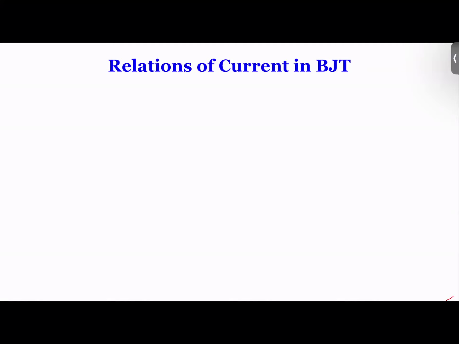But in BJTs, we use the active region, or sometimes we call it the linear region, for BJT operation. Then we have the saturation region, which is a nonlinear region that we don't usually use very much.